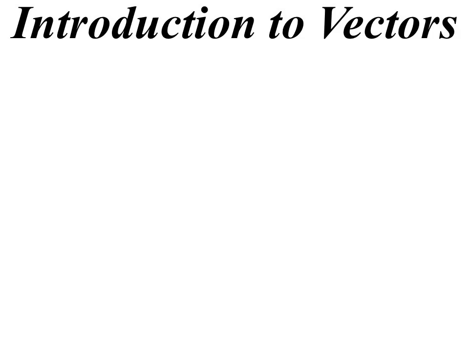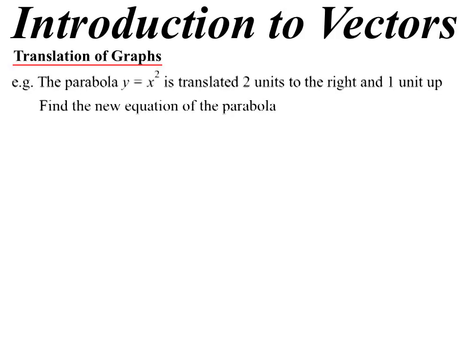This idea of vectors. Remember, we've been talking about the translation of graphs, and I guess that's why we look at that topic before this one, because there is actually a direct relationship with the vectors. If we had this question: we've got the parabola y = x squared, we're going to translate it 2 units to the right, and then we're going to shift it up 1 unit. Find the new equation. So here's our original parabola, we're going to shift it 2 and up.